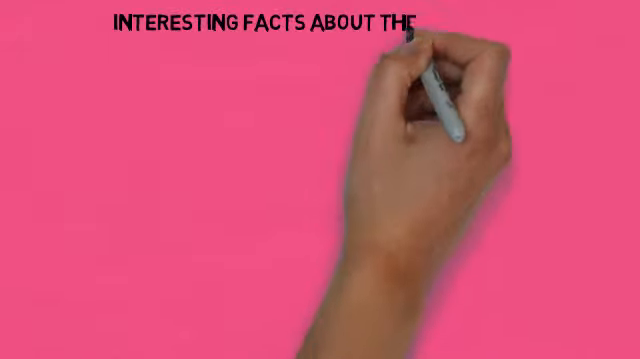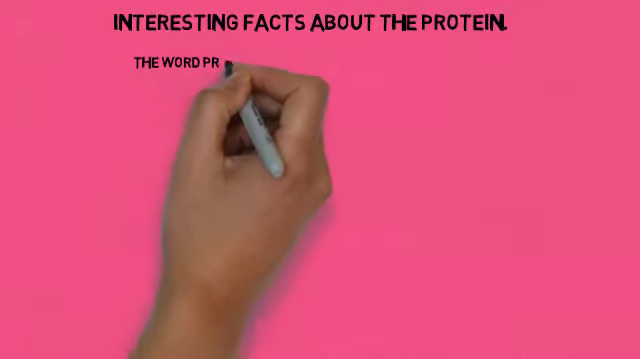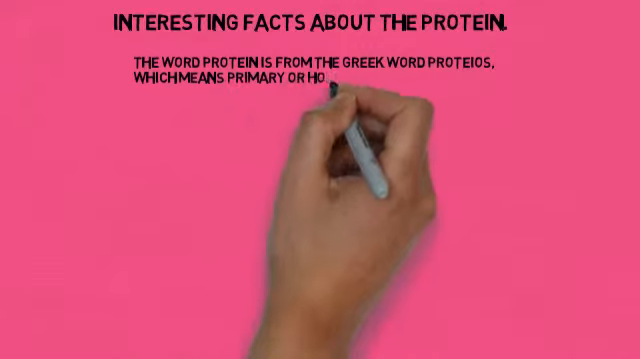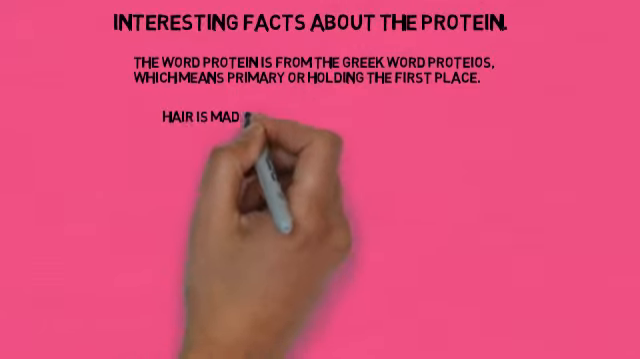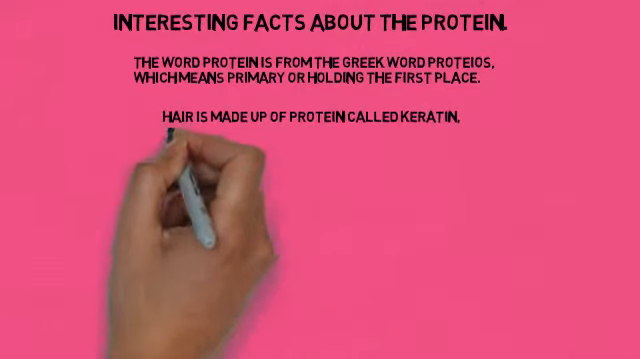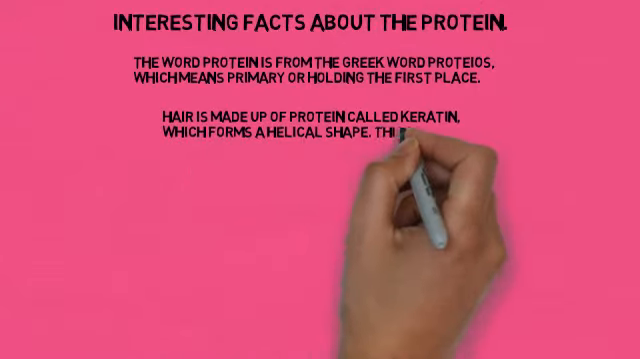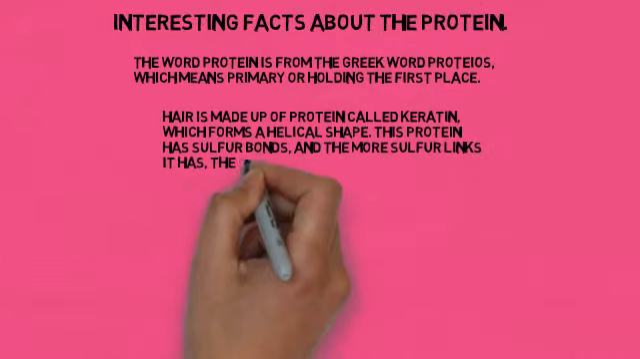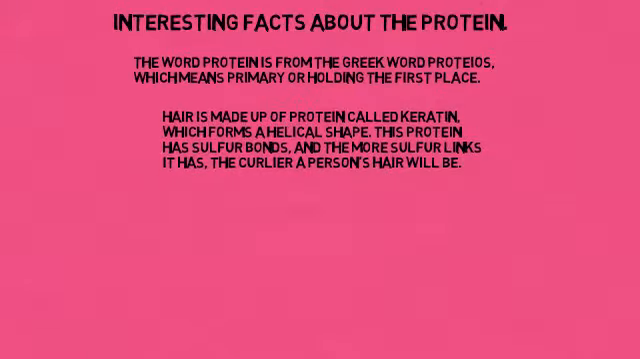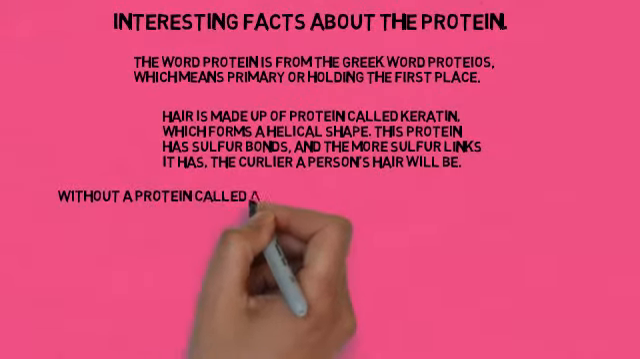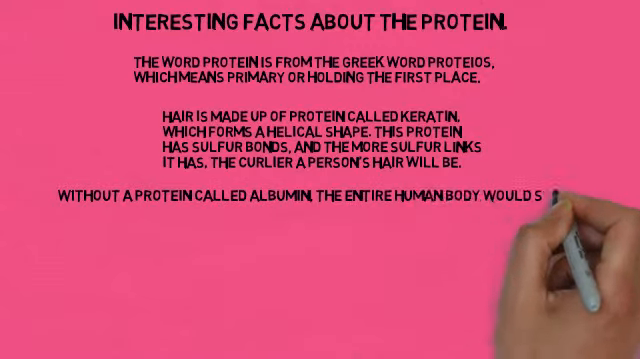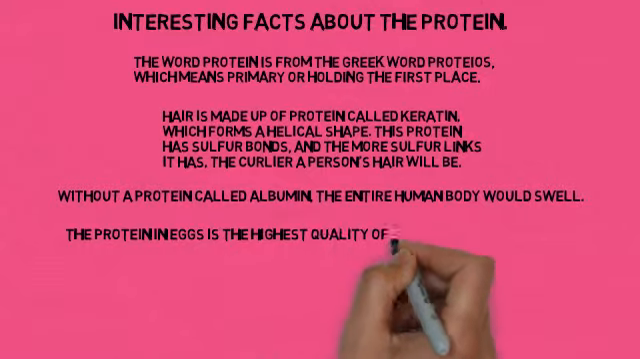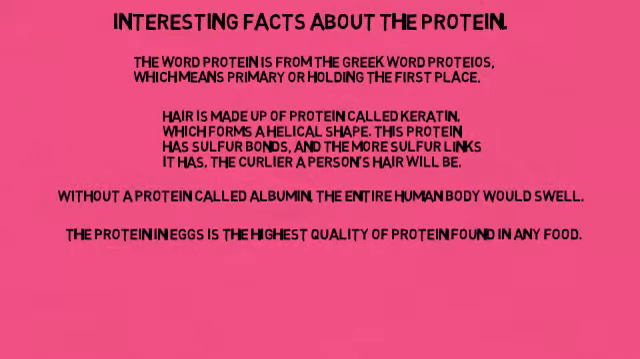Interesting facts about the protein. The word protein is from the Greek word proteos, which means primary or holding the first place. Hair is made up of a protein called keratin, which forms a helical shape. This protein has sulfur bonds, and the more sulfur links it has, the curlier a person's hair will be. Without a protein called albumin, the entire human body would swell. The protein in eggs is the highest quality of protein found in any food.